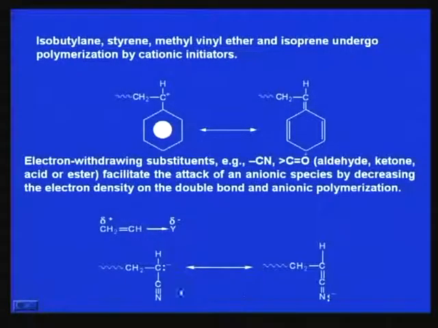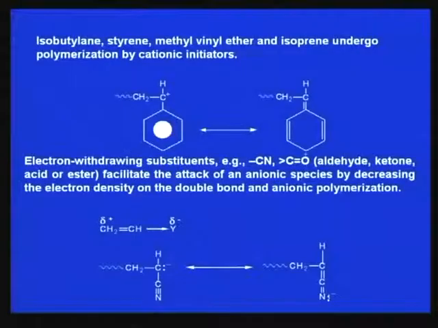In case of acrylonitrile, here you see in this case this CN group is electron withdrawing type. It is withdrawing electron from this pi bond. So, this carbon will be delta positive. Now, this kind of monomer will undergo polymerization by anionic species. Say butadiene can be polymerized by anionic species, anionic polymerization. Isobutylene can be polymerized by cationic species, cationic polymerization. So, this is the situation.